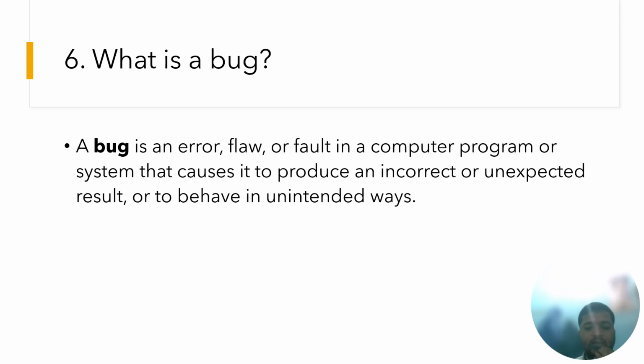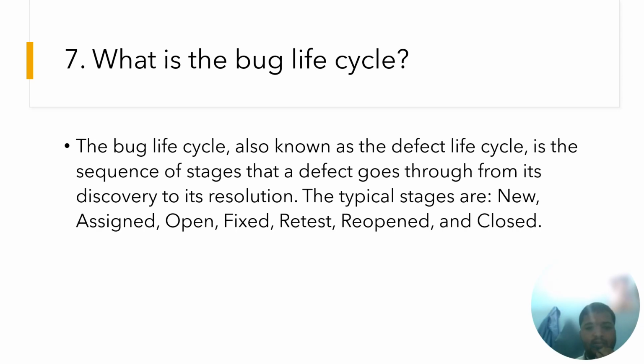What is a bug? A bug is an error, flaw, or fault in a computer program or system that causes it to produce an incorrect or unexpected result or to behave in unintended ways. What is the bug life cycle? The bug life cycle, also known as the defect life cycle, is the sequence of stages that a defect goes through from its discovery to its resolution. The typical stages are new, assigned, open, fixed, retest, reopen, and closed.